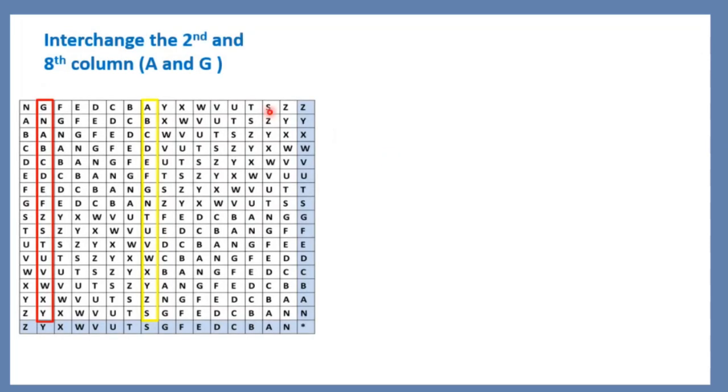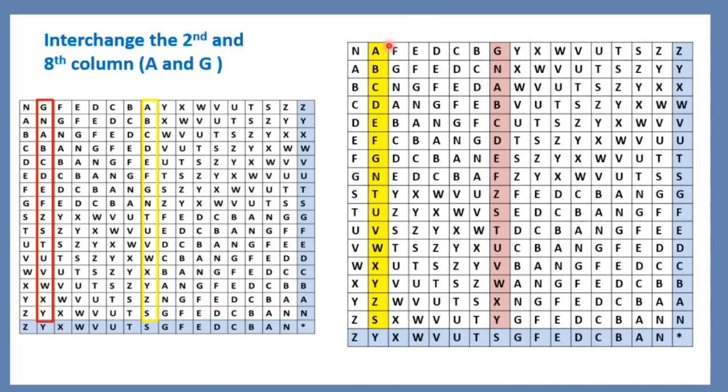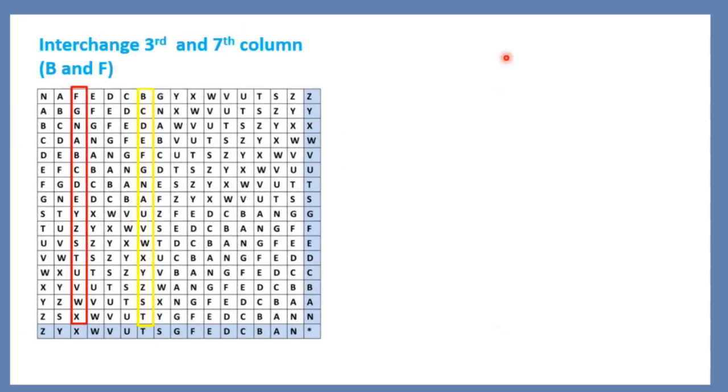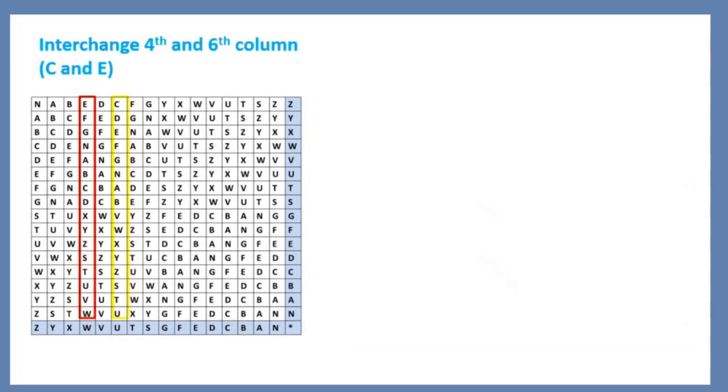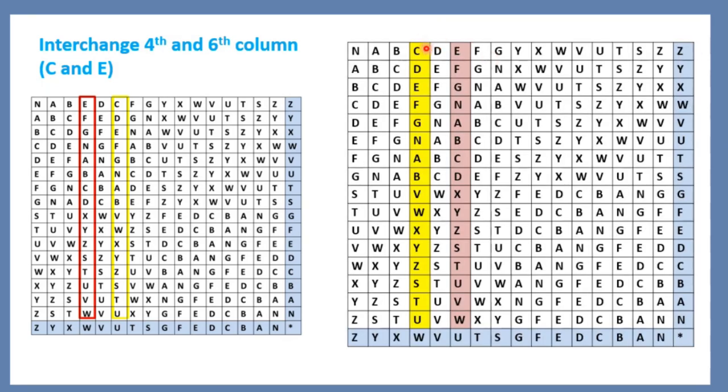First, let's interchange the second and the 8th column, or the A and G. Now, A is at the second column while G is at the 8th column. Then next, let's interchange the 3rd and 7th column, or the B and F column. So B is now at the 3rd column while F is at the 7th column. Then next, let's interchange the 4th and 6th column, or the C and E. So C is now at the 4th column while E is now at the 6th column.